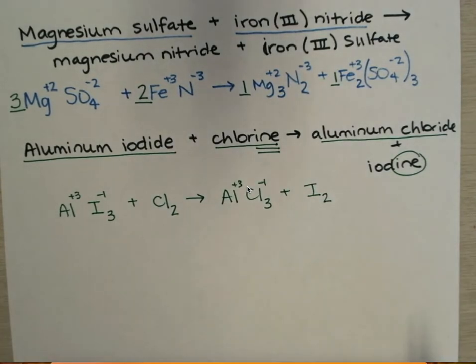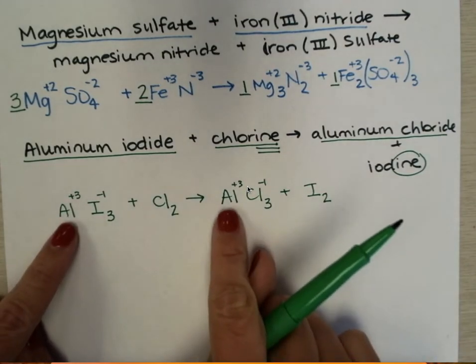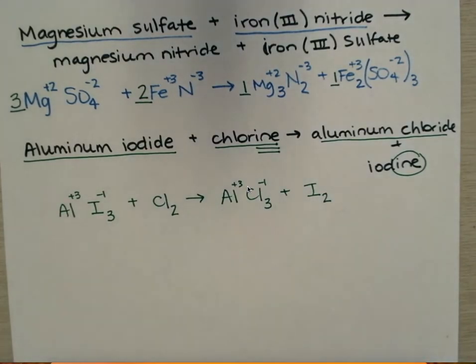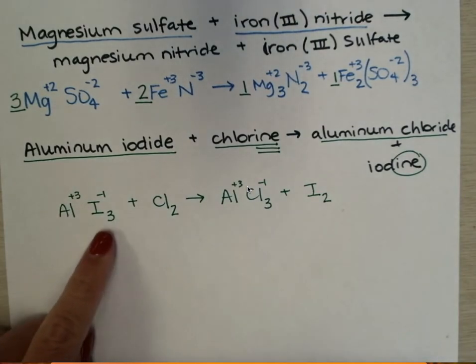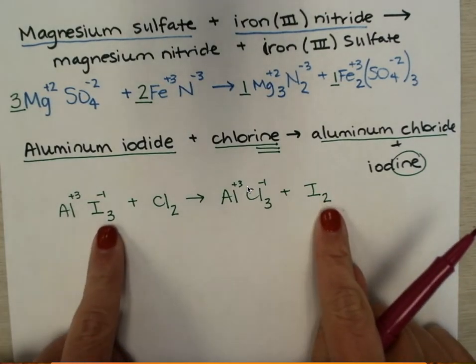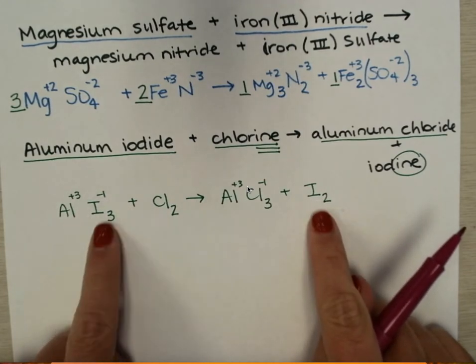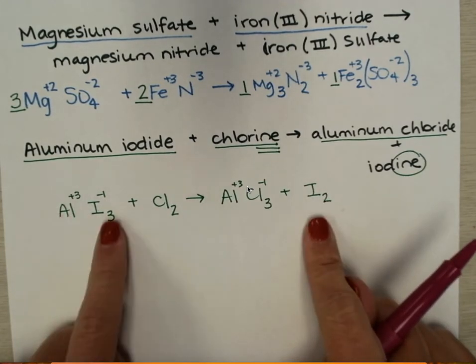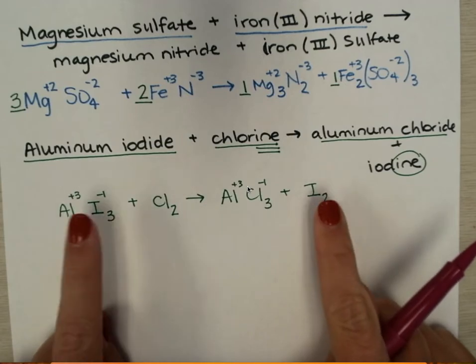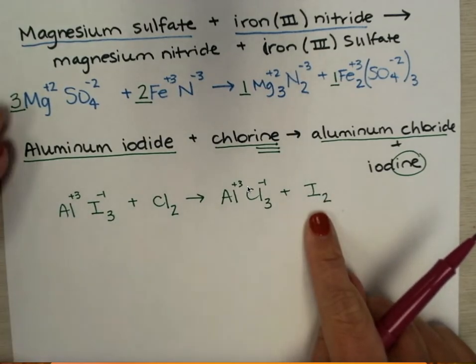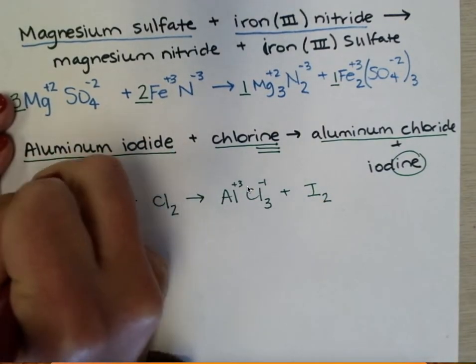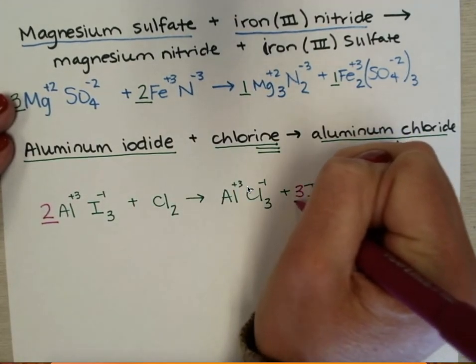Now I'm going to have to balance this. I've got 1 aluminum and 1 aluminum. Well, that seems fine. I have 3 iodines and 2 iodines. So this is a 3-2 problem. I can't make 3 equal 2, and I can't make 2 equal 3. So I'm going to have to make them both be 6. So I'm going to put a 2 out front here and a 3 out front here.